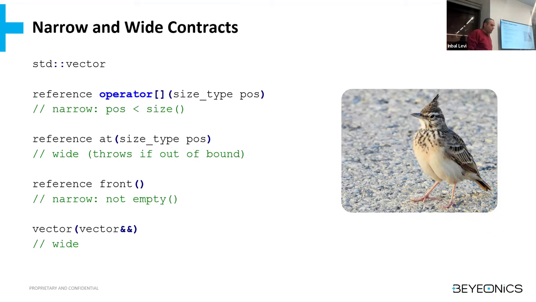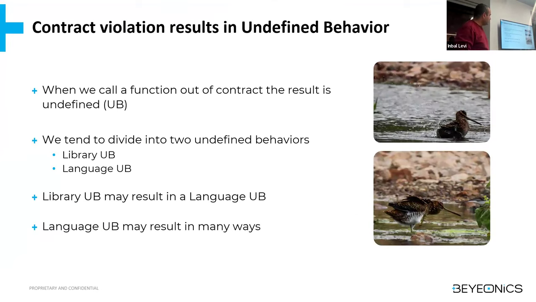I have a question. In your next slide, you wrote that when we call a function out of contract, the result is undefined. This is only true for preconditions. When I call a function that violates its own post condition, I cannot control it. It's a bug of whoever wrote the function, and it's forcing this undefined behavior on me, outside the scope of my control.